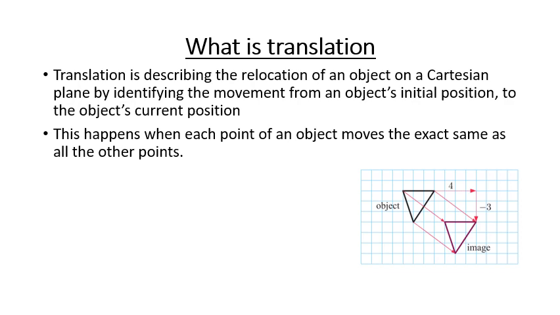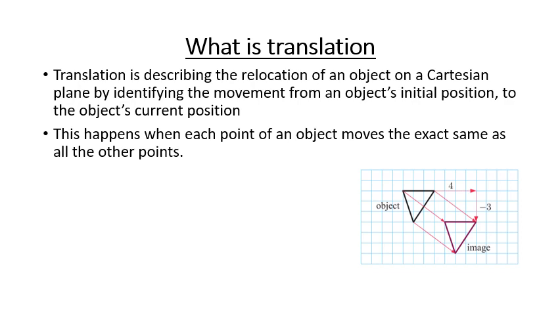So basically a translation is describing the relocation of an object when we're looking at a Cartesian plane. Basically we're going to talk about the object's movement from its initial position to its current position. And so when this happens, we look at each of the different points of the objects that move, and we need to make sure they move exactly the same as the other points.